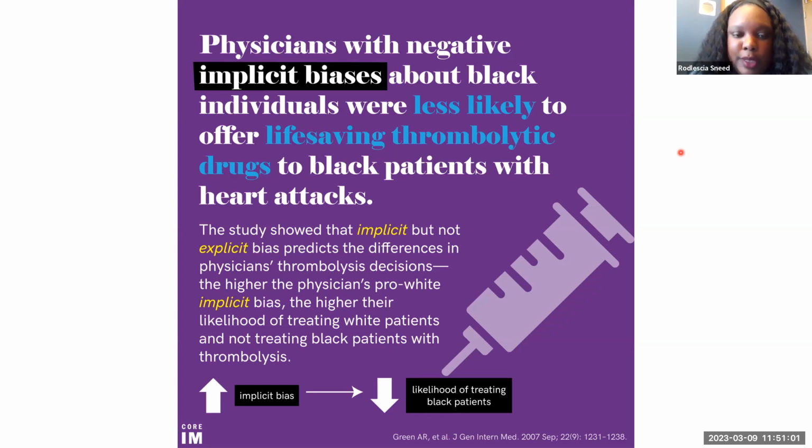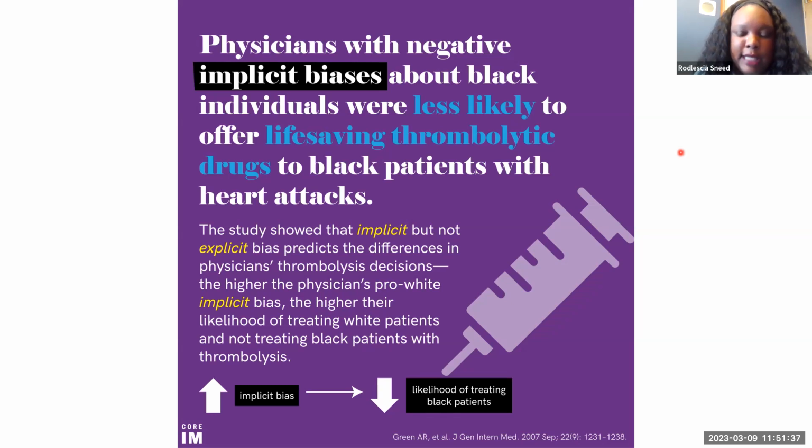And what they showed is that physicians who had more implicit bias toward white people and negative biases toward Black people tend to be less likely to treat Black patients with these drugs. What's really interesting about this study is that in addition to using the IAT to measure implicit bias, they also asked people about their explicit bias as well. So they asked them, how warm do you feel towards Black people on a scale from 1 to 10? Or how warm do you feel towards white people on a scale from 1 to 10?